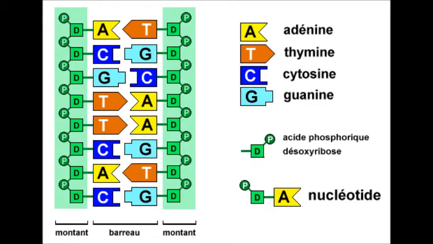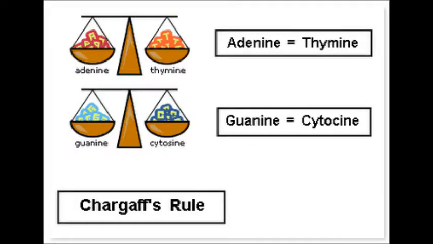Within the base, one can find adenine, thymine, guanine, and cytosine. Chargaff's rule states that the value of adenine in a strand of DNA is equal to thymine. Guanine also equals the amount of cytosine.